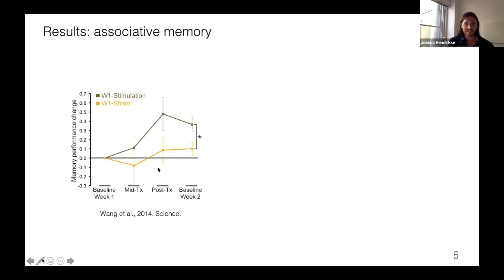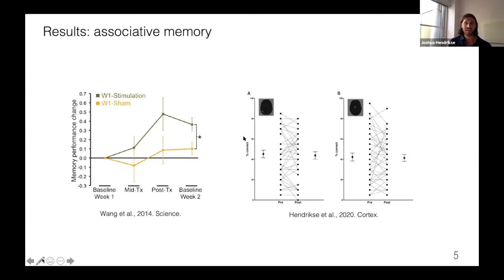Now, we were expecting to see the same improvement in associative memory following parietal hippocampal stimulation. However, we did not see any net changes at the group level following parietal stimulation or conversely following our active control site.